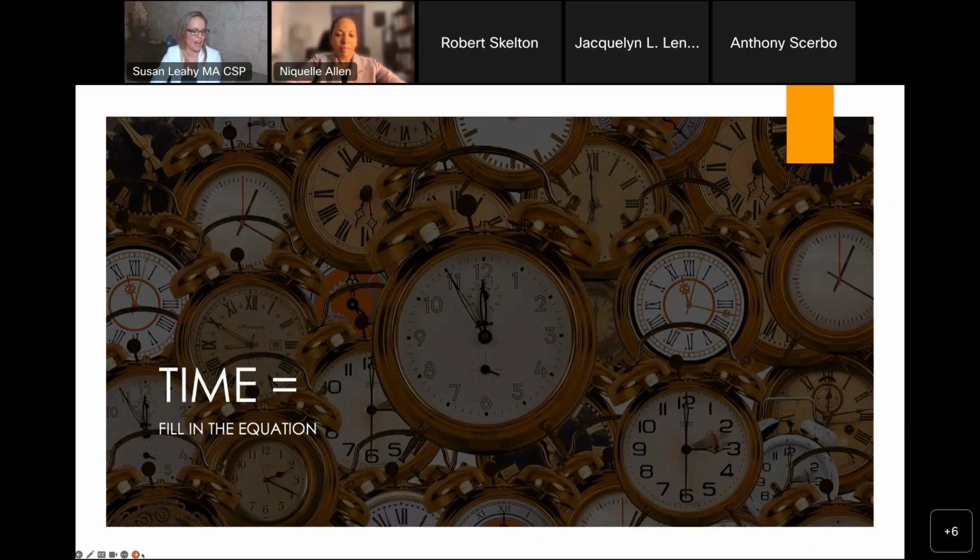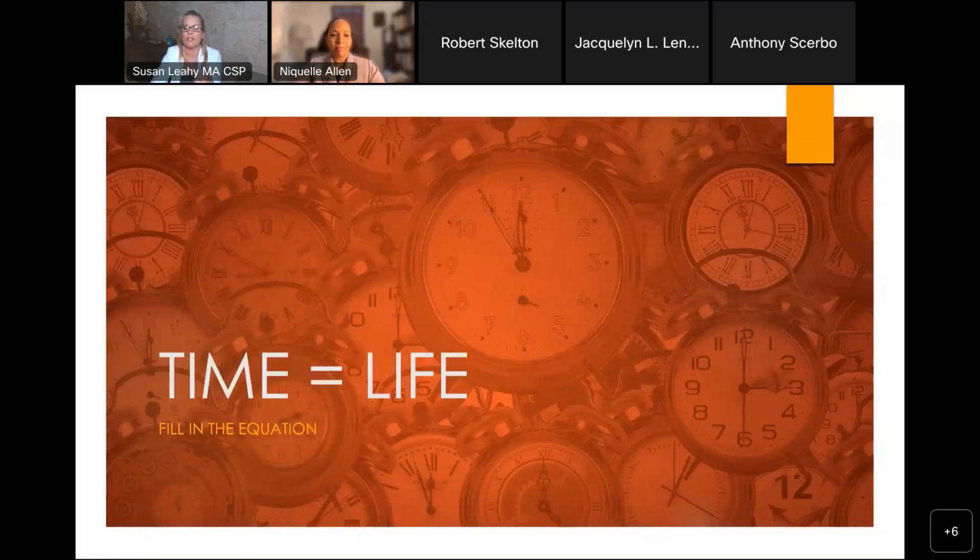Time equals, how have you been conditioned or trained to think about or look at time? Not uncommon what I'm hearing and seeing here. Absolutely. We've been trained to think that time equals money. And while this is true, there is a deeper truth that we need to pull into our meetings, because time doesn't just equal money. Time equals something so much more important. Time equals life.